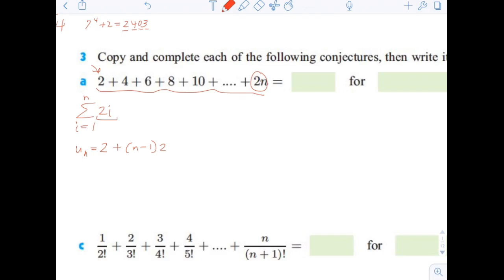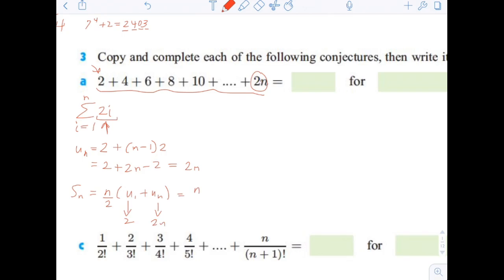Okay, so if we have this, we can confirm that this is indeed the right formula by expanding. So do you see how it's 2 minus 2 and you just end up with 2n? Okay, so this is an arithmetic sequence. And if you remember, the sum of an arithmetic sequence can be found by this formula here. Okay, so u1 in this case is 2, and then un in this case is 2n.